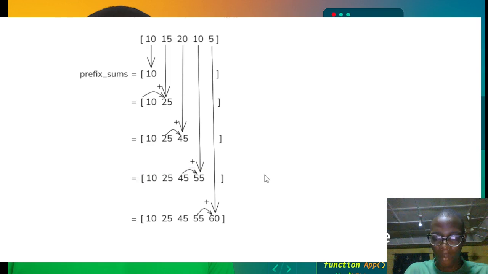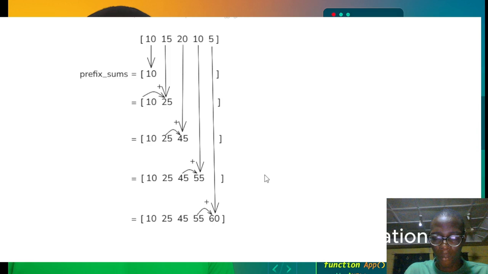And that's what we did here. When we move on to the last element, we take the running sum at the previous index, which is 55, and we add the value at this index to the running sum, and we come up with 60.